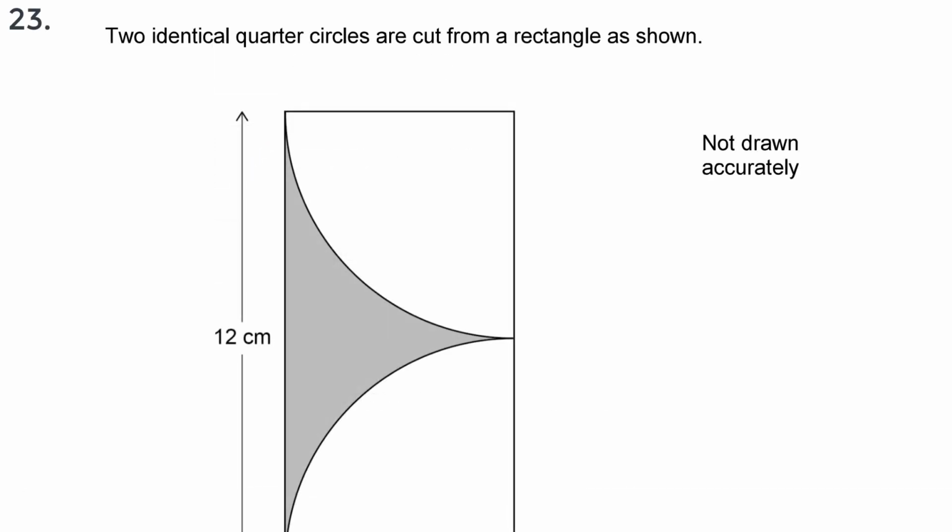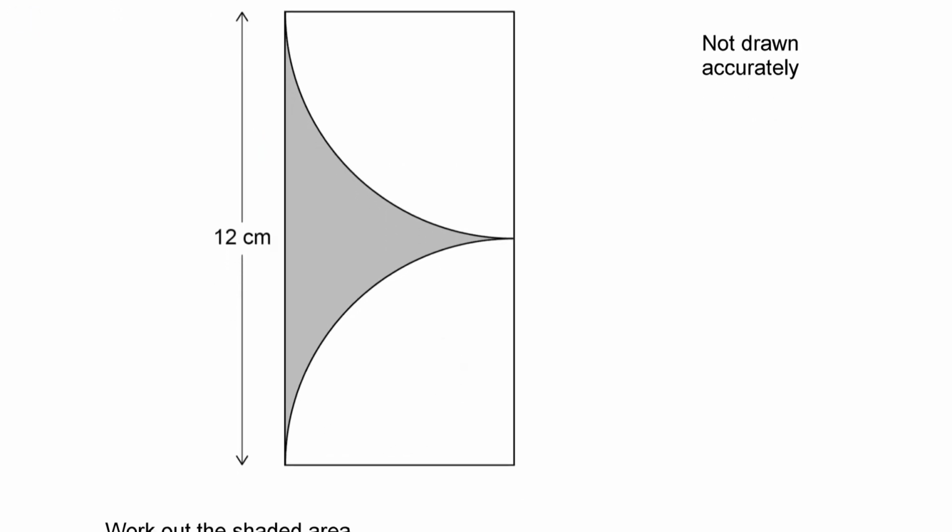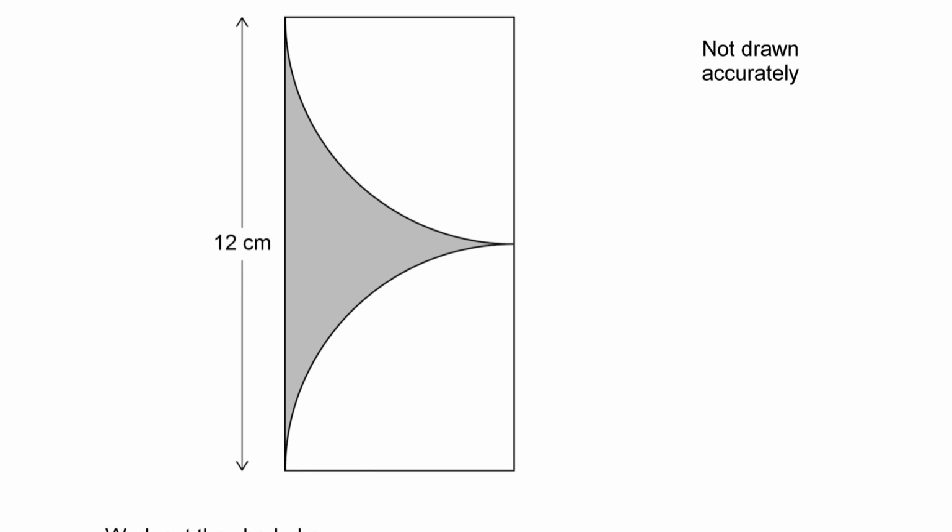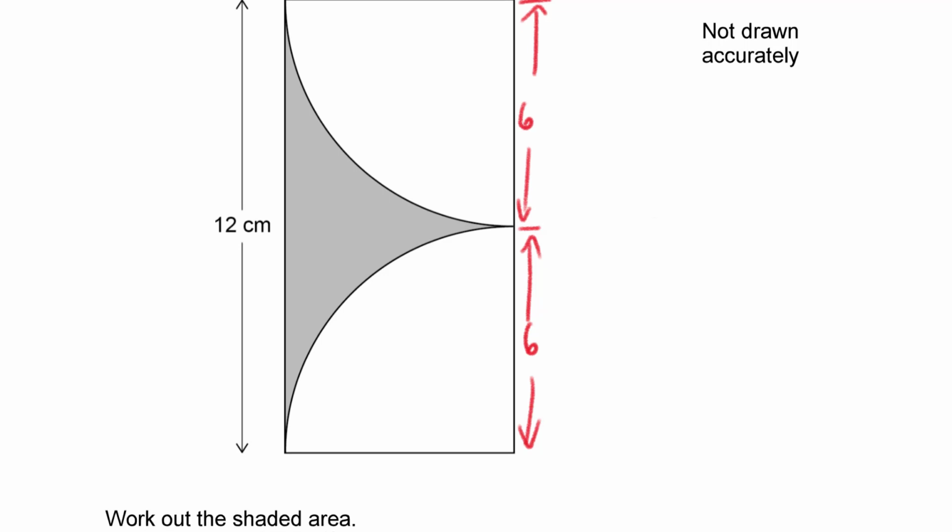2 identical quarter circles are cut from a rectangle as shown, and we need to work out the shaded area. Okay, so if these are 2 quarter circles next to each other, then the radius of this quarter circle must be 6, half of 12. So from here to here must be 6, and from here to here must be 6. Okay, and because this is a circle and 6 is the radius, then this also must be 6, this distance here. So that means the rectangle from which the 2 quarter circles was cut is of dimensions 12 times 6.